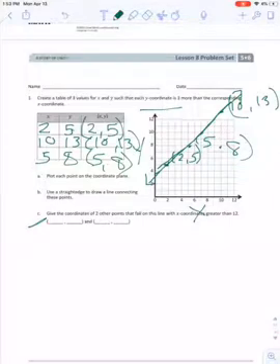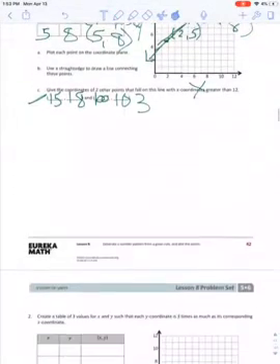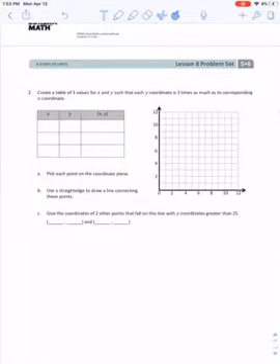Now we have this third part. Give the coordinates of 2 other points that fall on this line with x coordinates greater than 12. Okay, so if the x coordinate is greater than 12, let's pick a number greater than 12. Let's try 15. We know the same rule applies. Y coordinate has to be 3 more, so 15 plus 3 is 18. Let's do a really big one. What if it was 100? Same rule applies. Y coordinate is 3 more, it'd be 103. We don't need to plot those, but we know that those would still be on that line. Extended way out.